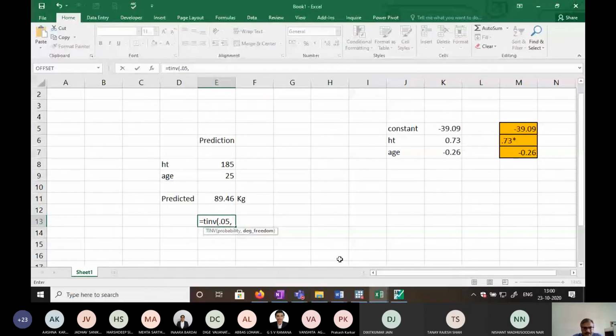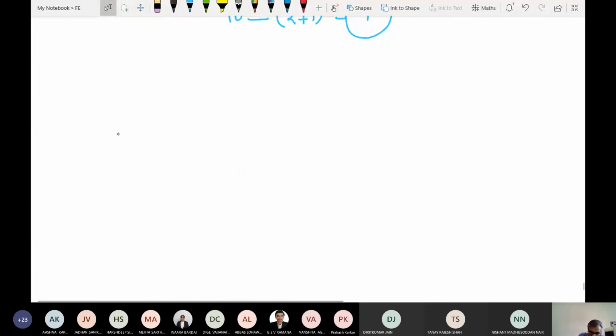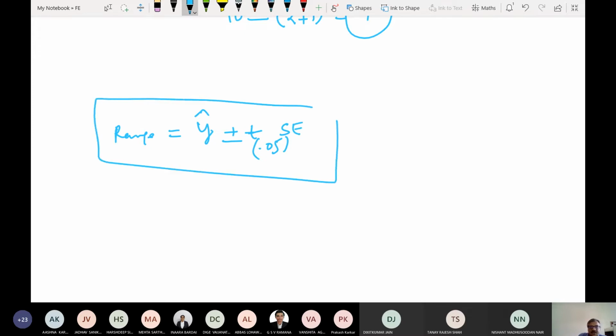So coming back to Excel, the 5% logic I've explained to you, and the degree of freedom is 7 in this case. You will get a value. So what I'm doing right now, when I'm calculating the predicted value range: range is equal to the estimated value of Y, Y estimated value, plus and minus this T value at 0.05 or 5% level of significance times SE. Please note down this formula. This is nothing but the MSE, mean squared error, or the standard error of regression.